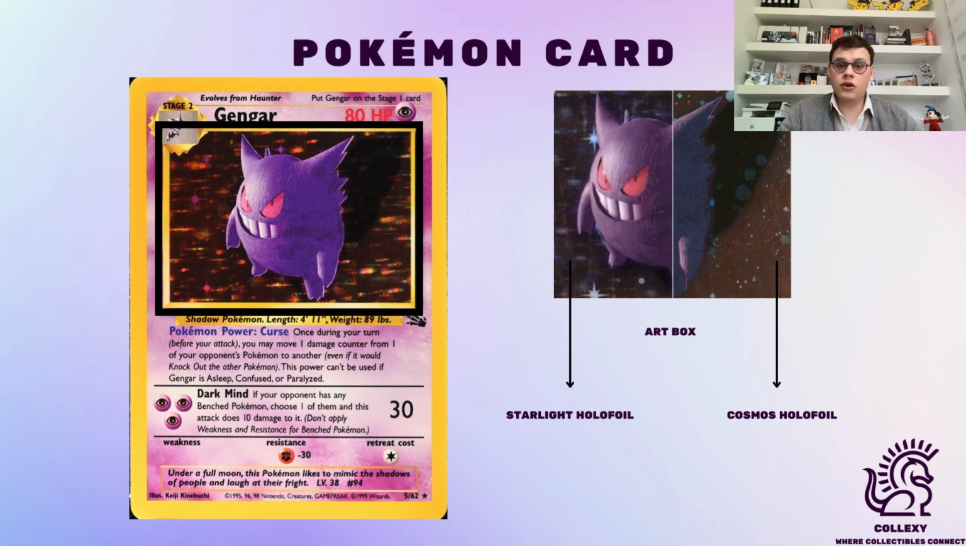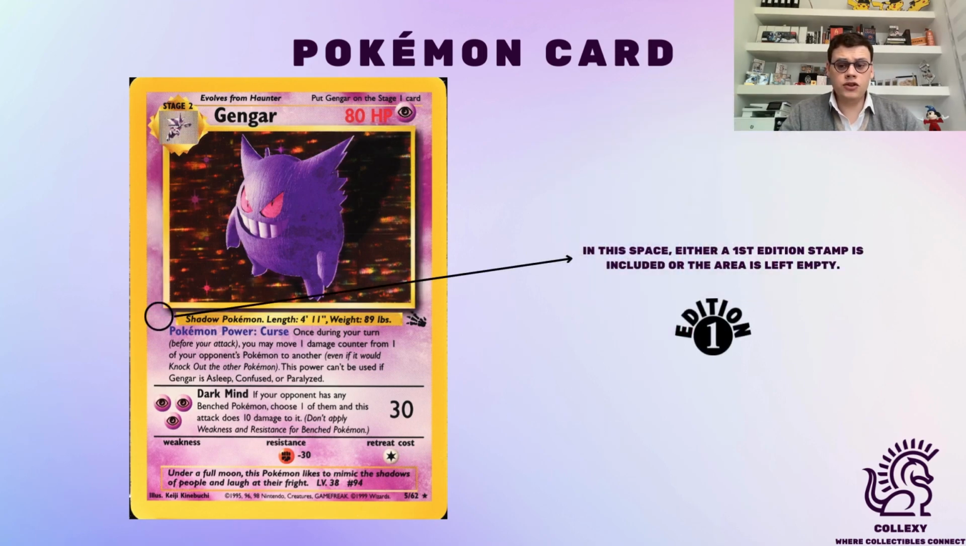And then we also have the Cosmos Holofoil variants, but these are generally only for the non-English languages in which the fossil set was printed. So just like base set and jungle, in this area, there is either a first edition stamp or there is nothing. If there's a first edition stamp, the variant is first edition. If there is no first edition stamp, then the variant is always unlimited edition.